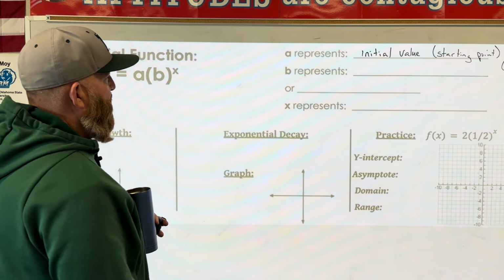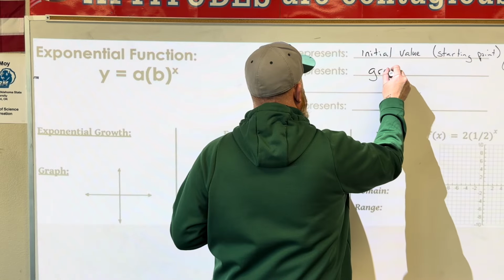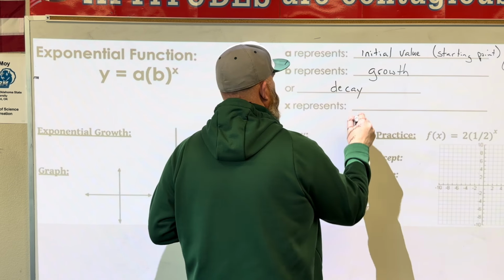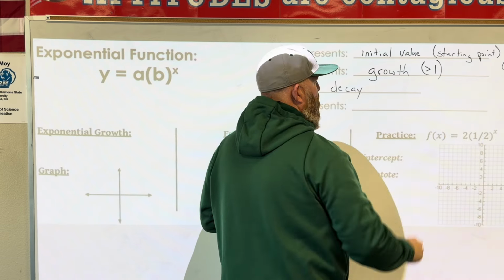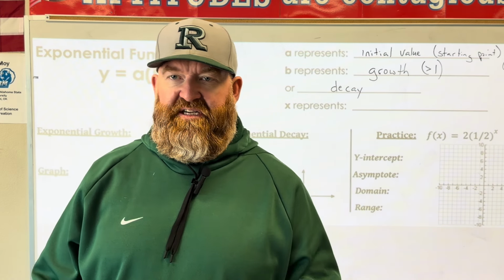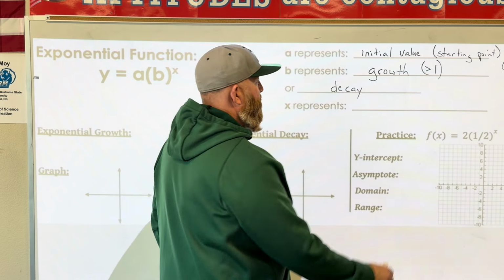Okay, your b represents the growth, or it represents your decay. Now please hear me on this. Your growth is going to be greater than 1. Anything above the number 1 represents growth. Anything less than 1 will be decay.